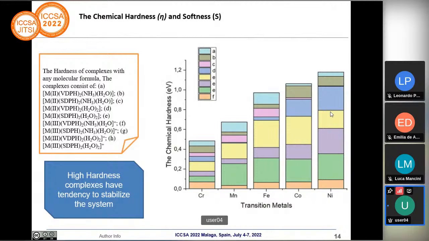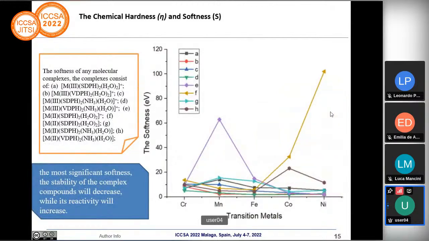And then the next is the chemical hardness and softness. Why can we analyze chemical hardness and softness? Because they are connected to the reactivity of the complex. The conclusion from this data is that high hardness complexes tend to indicate stabilization of the system or complex. So in this research we can conclude that the complexes have hardness, not softness. So many complexes are more stable and may indicate success in experiment. And this is the softness of the complexes. The data show the most significant softness. The stability of the complex compound will decrease, and it can increase the reactivity of the complex.